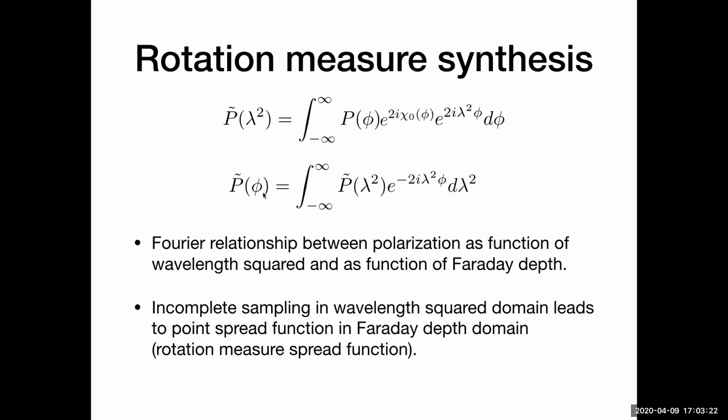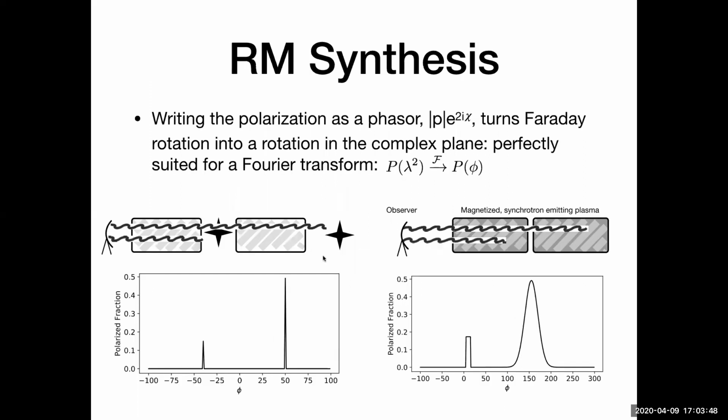And there are issues with this, like the fact that you don't measure every possible wavelength, every possible frequency. So, like with interferometry, there is missing information. You have a point spread function. You have to deal with the equivalent of the short spacing problem and the resolving out of emission and finite resolution and all of these related issues. But in principle, this gives you information on the polarized emission and how it's distributed over different degrees of Faraday rotation.